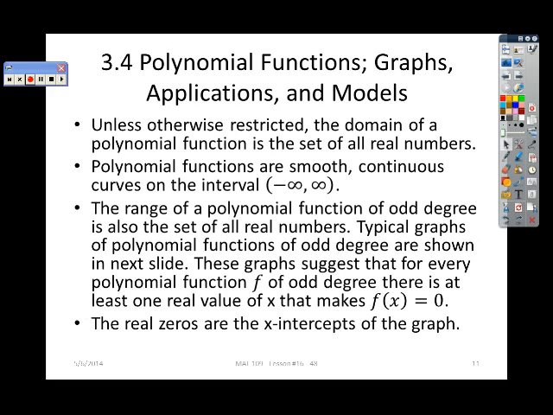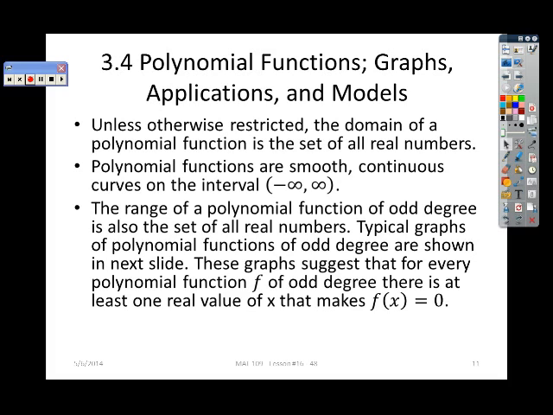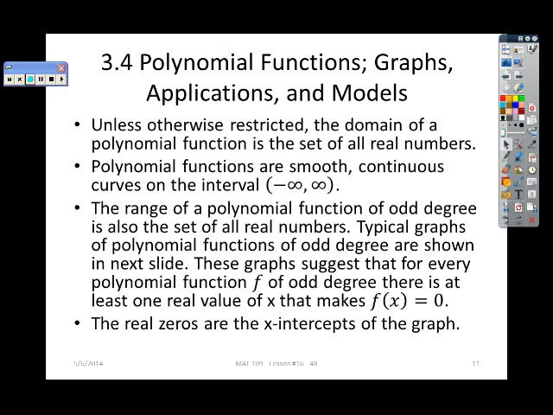So we'll look at that in the next slide, but let me finish this here. Because one end's going up and one end's going down on an odd function, somewhere it crosses the x-axis. You can't get from plus infinity to minus infinity without crossing the x-axis. So at some point, the function value will equal 0. That's when you're on the x-axis. That value is the x-intercept, and that's a solution to the equation that the polynomial represents.